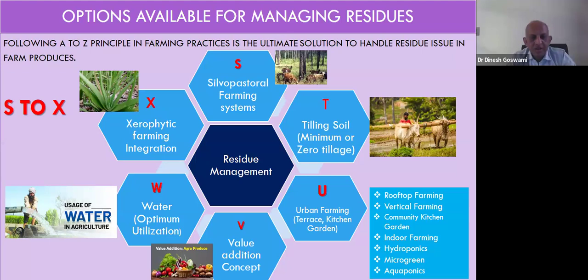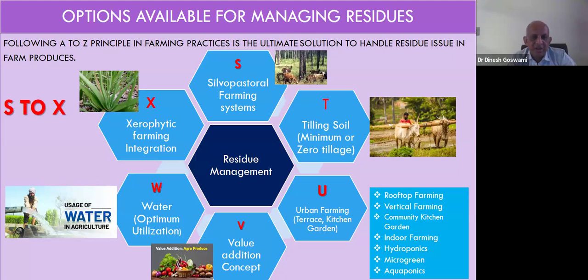Instead of that, we have to follow optimum utilization by managing the water, like sprinkler irrigation, drip irrigation, fogger system. Many options are available for minimum utilization. The selection of crops that require minimum water and can produce more yield is also possible to incorporate in our system.